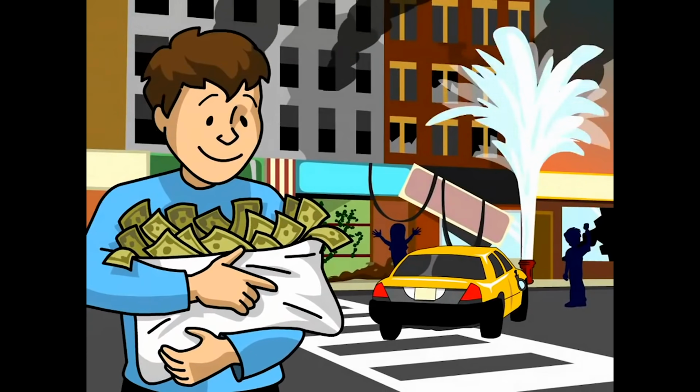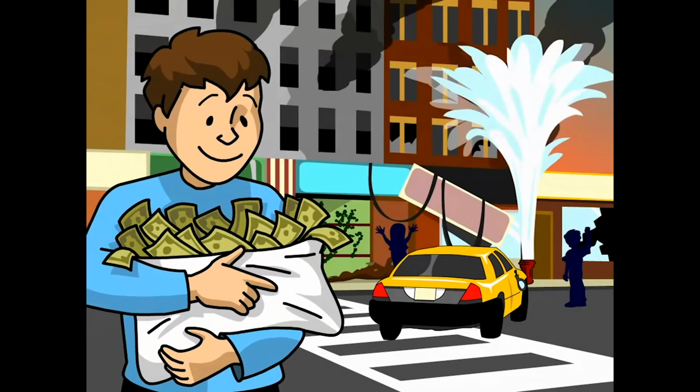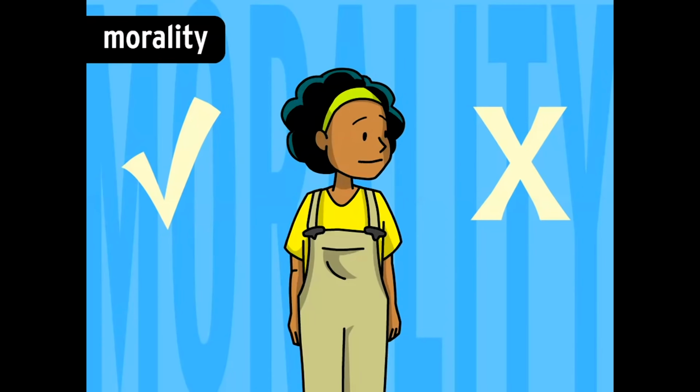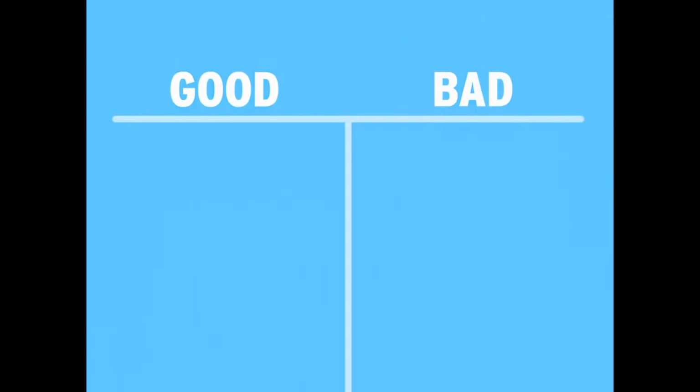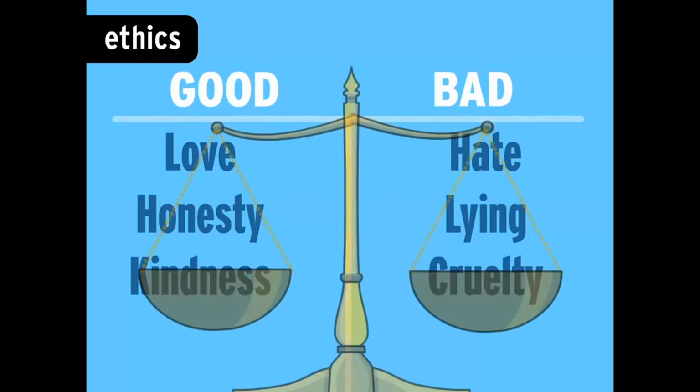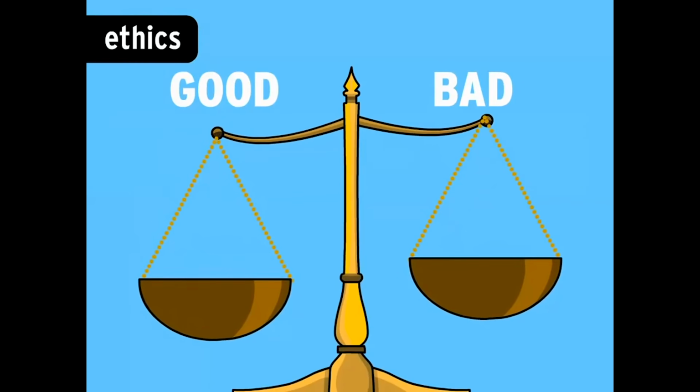Yep, total breakdown in society. Fortunately, we've evolved a sense of morality, or right and wrong. This sense guides us to believe in certain values. Lying is wrong, kindness is good, that sort of thing. Values, in turn, help us make ethical decisions, choices that we feel good about. So you can think of ethics as a set of guidelines for behaving morally.